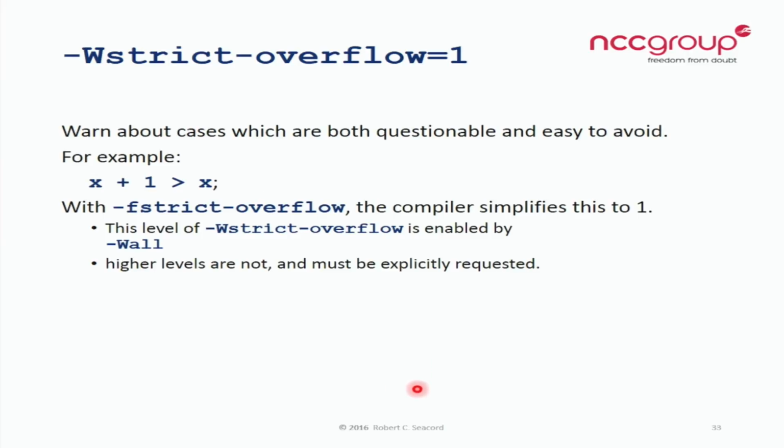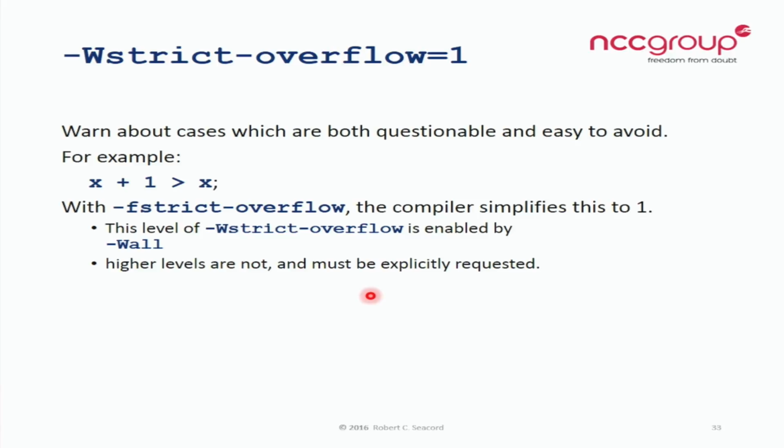So at strict overflow equals 1, this warns about cases which are questionable and easily avoidable. So, for example, x plus 1 greater than x. With strict overflow enabled, that will be simplified to 1. And this level of strict overflow is enabled by the Wall flag, but higher levels are not, right?